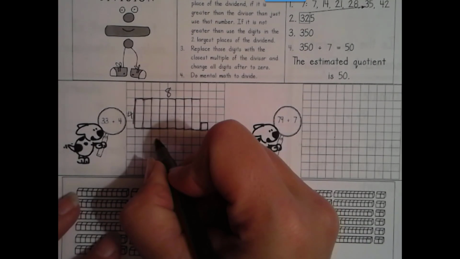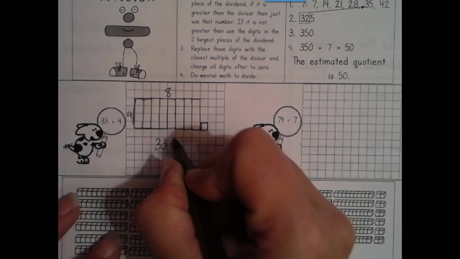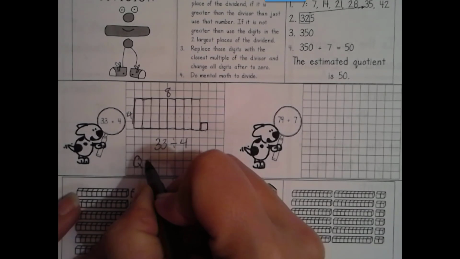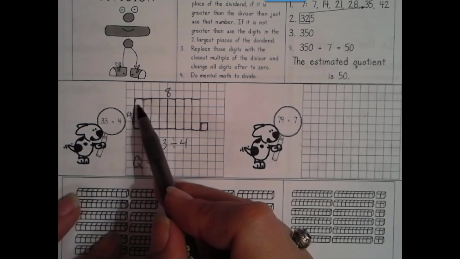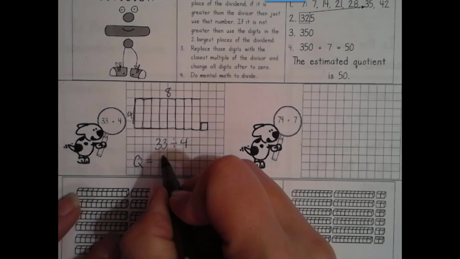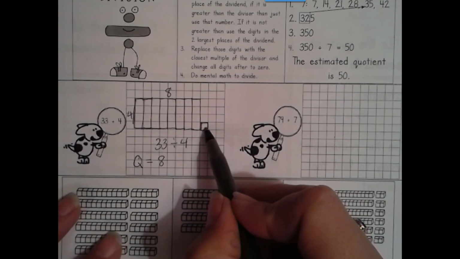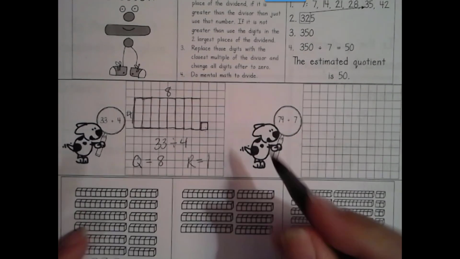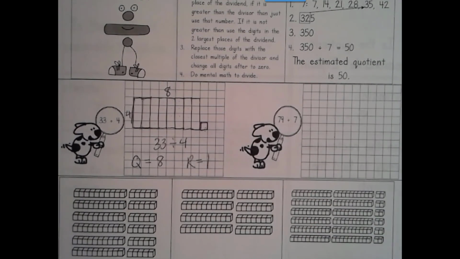So 33 divided by 4, my quotient, well, how many groups did I get? 1, 2, 3, 4, 5, 6, 7, 8. My quotient is 8, but I have a remainder of 1. I have 1 left over that could not be included in the group. That is my remainder.